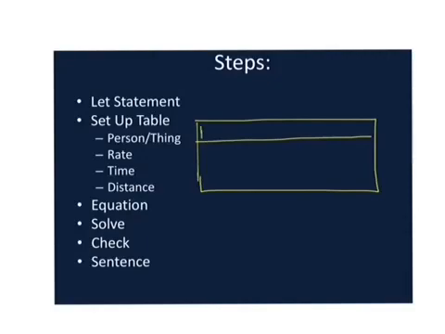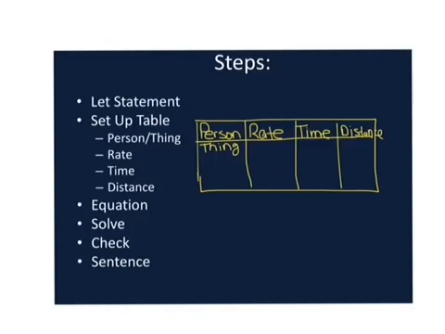So the first column is your person or thing, because sometimes we'll be talking about people moving, sometimes you'll be talking about a truck, a bus, a train, so that would be a thing. Then your next column would be your rate, how fast they are going, the time, how long it takes them, and then your distance. You're only having one column that's your unknown, so you're usually either finding the rate or the time.